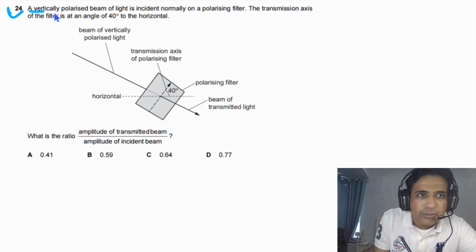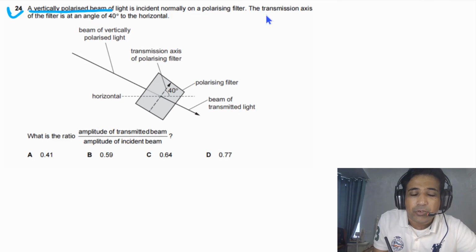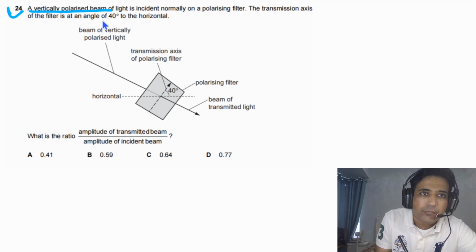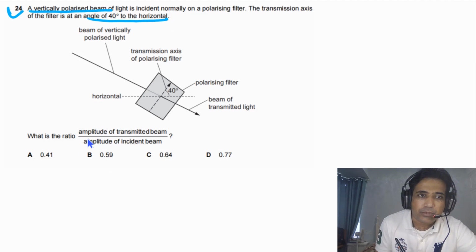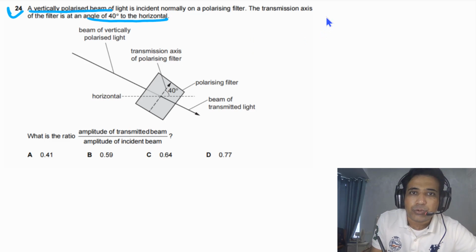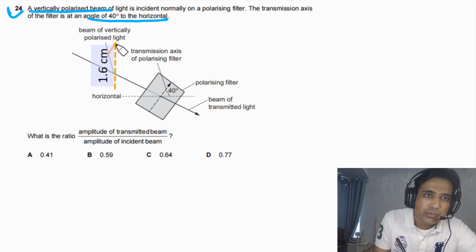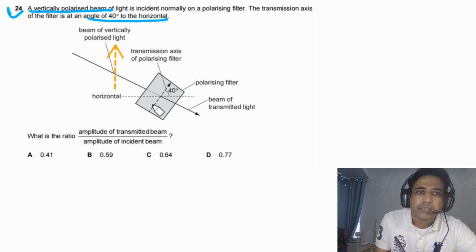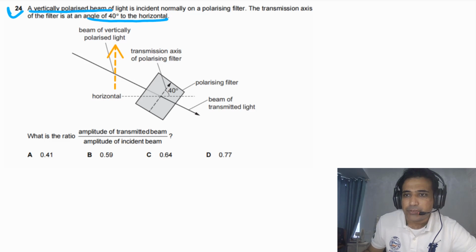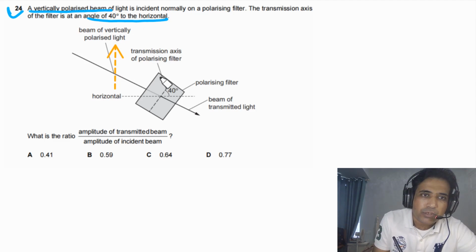Question 24 says a vertically polarized beam of light is incident normally on a polarizing filter. The transmission axis of the filter is at an angle of 40 degrees to the horizontal, and we need to find out the ratio between amplitude of transmitted beam and amplitude of incident beam. So simply, the first thing you need to understand is that incident light is vertically polarized. So we can draw this vertical arrow to represent incident light, and we can also draw the vertical line here. So this is representing vertical axis.